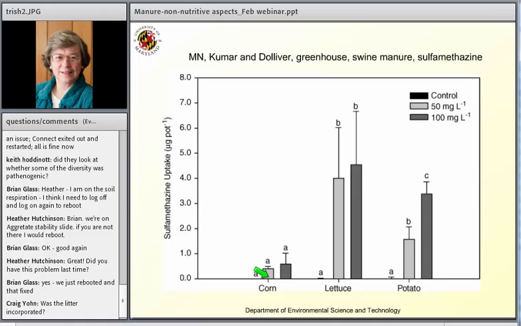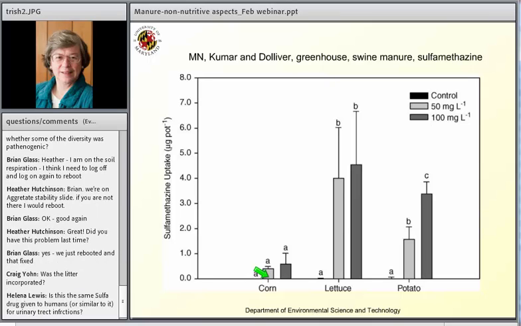So this showed that number one, sulfamethazine was taken up by the plants. That is, this small molecule that stays out in the soil solution is able to pass through the root membrane, and that the more that is there, the more it could take up. Although realize that this difference in lettuce is not significant. These are both Bs, while the difference in potatoes was. There was significantly more of this antibiotic taken up at the 100 milligram per liter application rate than the 50.